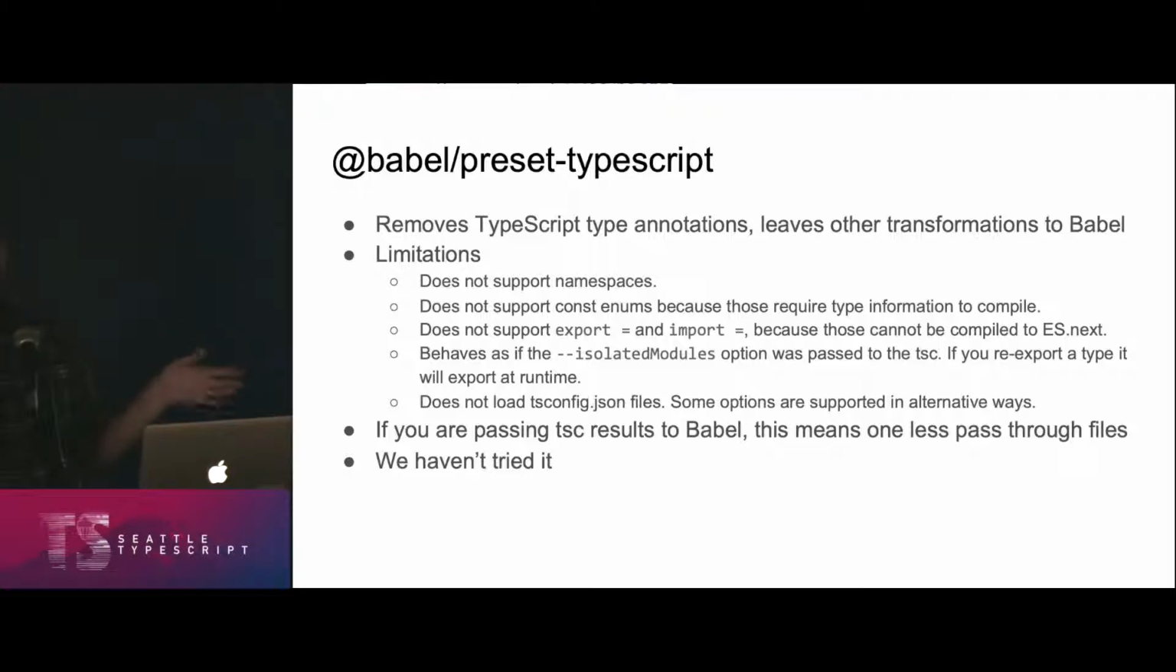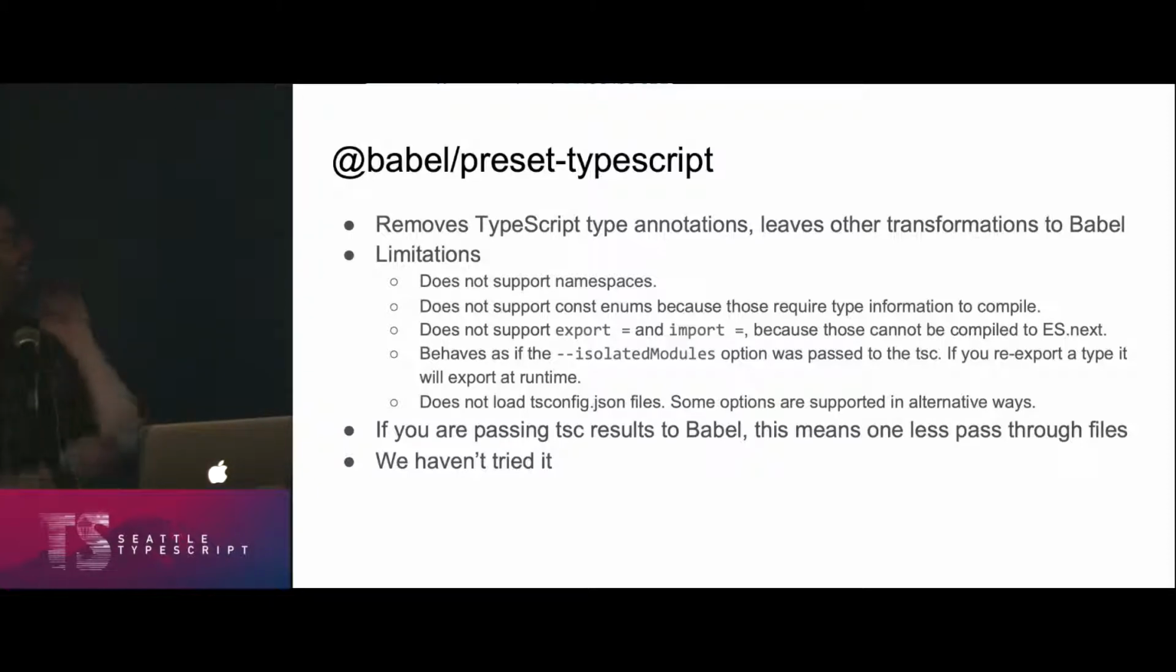Though generally, you really want to use them because it's supposed to be just removing types, right? So this can be great if you're passing files from TypeScript into Babel for some reason, because now you will have to go through them only once, right? You're on Babel and that's it. It doesn't have to go to TypeScript and then pass that down into Babel. And we haven't tried it.